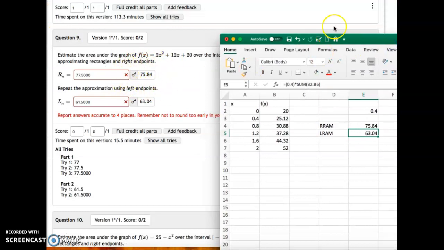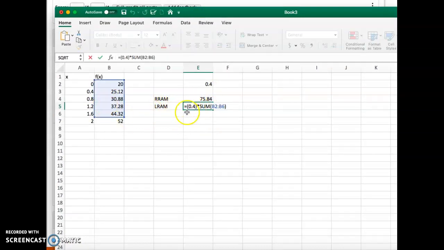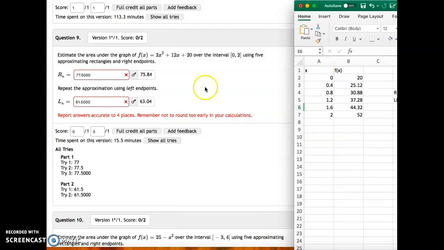And then if we do the LRAM, it would be the width of each rectangle, which was 0.4, times the sum of all of the data except for the last one. And I get 63.04. So you can see that that was the answer in MOM.